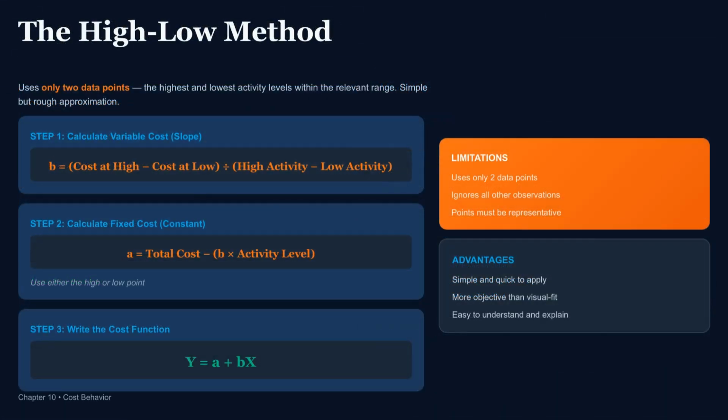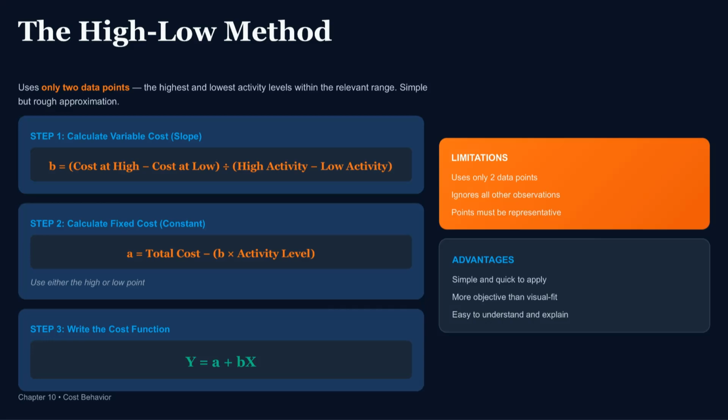Step into the world of the high-low method, where cost behavior is simplified using only 2 data points. Begin by calculating the variable cost rate with the formula b equal to the change in cost divided by change in activity. Next, determine the fixed cost by subtracting the variable portion from the total cost. This method, although straightforward and quick, has limitations that require careful consideration when interpreting cost relationships.